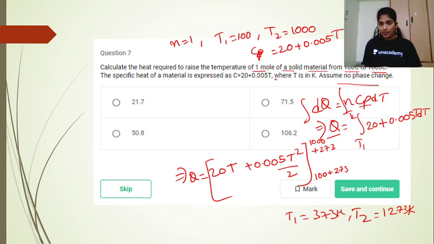And see here, why I'm telling you to substitute in Kelvin, because they have mentioned that T is in Kelvin. So if you miss this, then whatever you are calculating will be wrong. So be careful with the calculations and dimensions that you are using with temperature. If you substitute, you will get an answer. So please comment your answer.